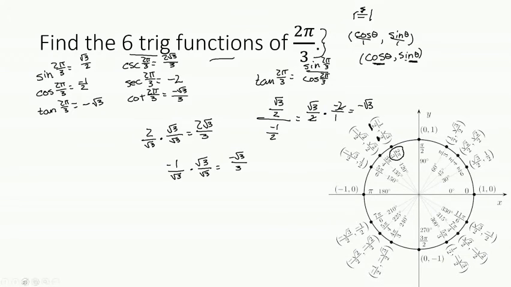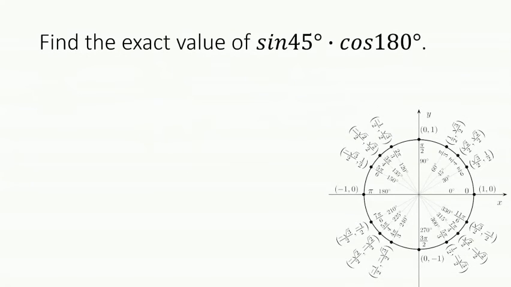So now let's look at one that's a little bit more difficult. Okay, so it's going to ask us to find the exact value of sine 45 degrees times the cosine of 180 degrees. So on here, let's find 45 degrees and 180 degrees, which is right here.